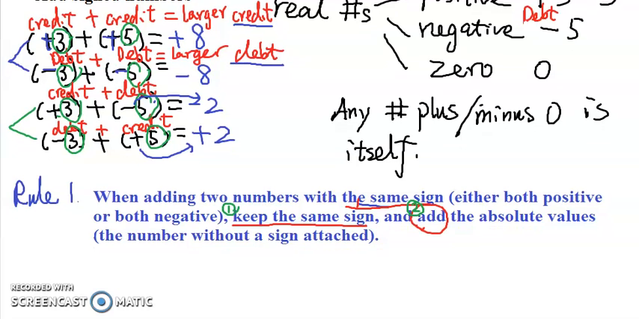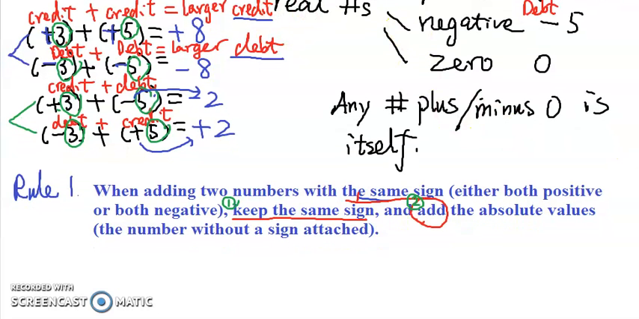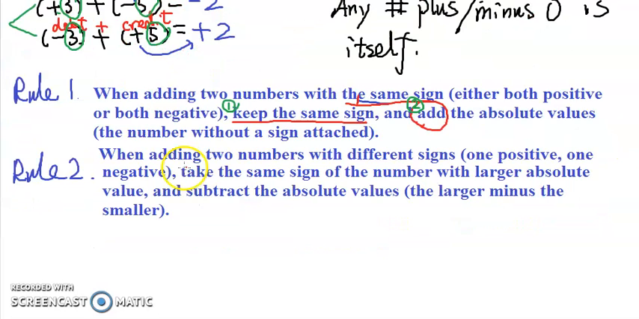So now let's summarize the second rule. Rule number 2. When adding two numbers with different signs, which means one positive and one negative, we take the sign of the number with a larger absolute value. So again, absolute value means the number without the signs in front of them. And so we take the sign of the larger, and then we always subtract. So there are two steps similar to rule number 1.